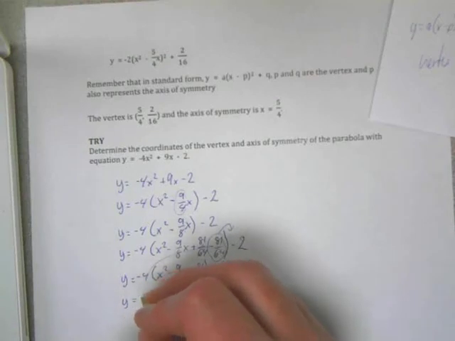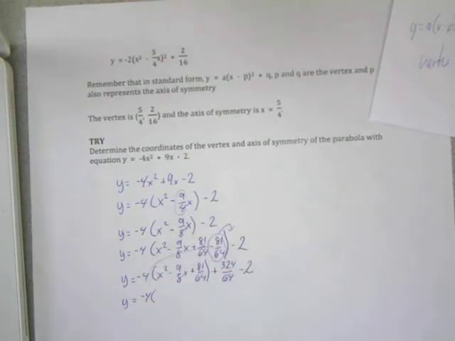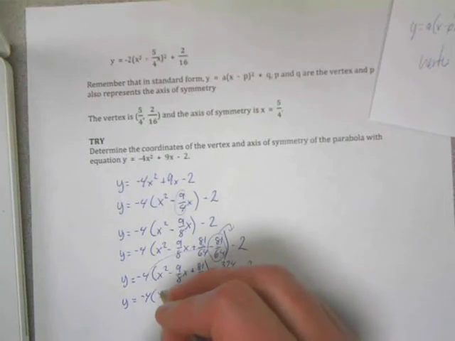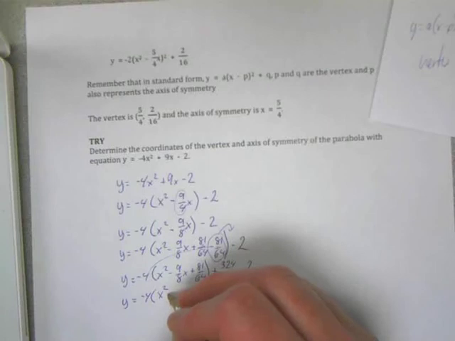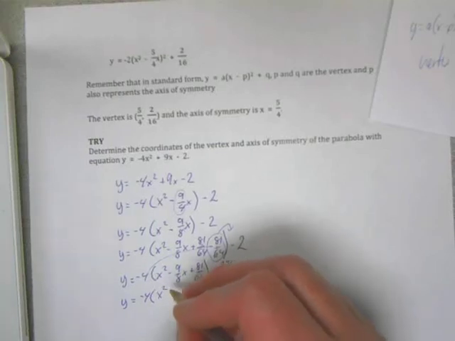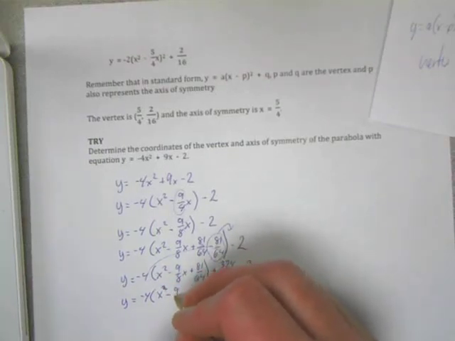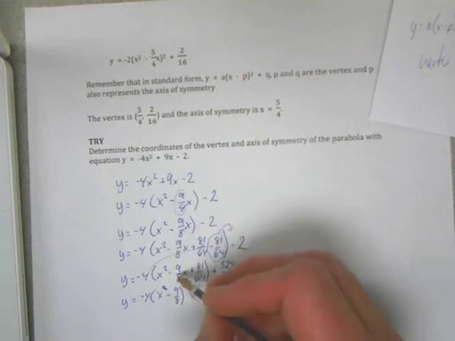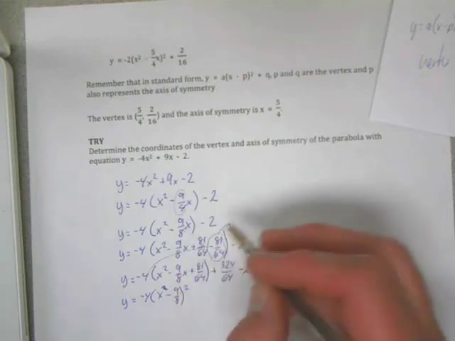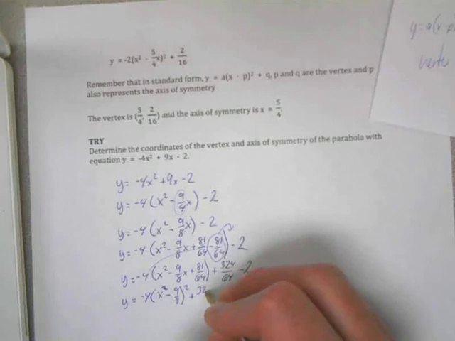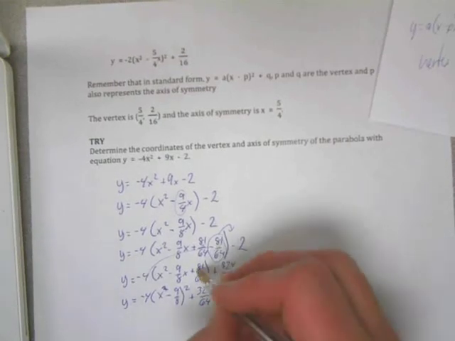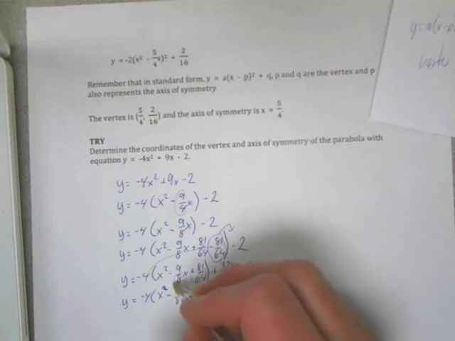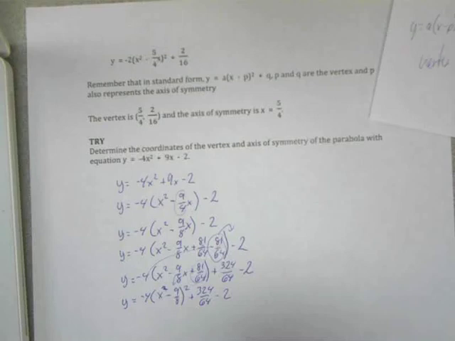y is equal to negative 4 (x minus 9 over 8) squared, and I'm going to just get rid of that x squared minus 9 over 8 x. So that just stays, that just comes down. Now I'm dealing with these numbers outside. So once you factor, once you get the different completing of the square, you can just take this number and put it back in, and you're good to go.